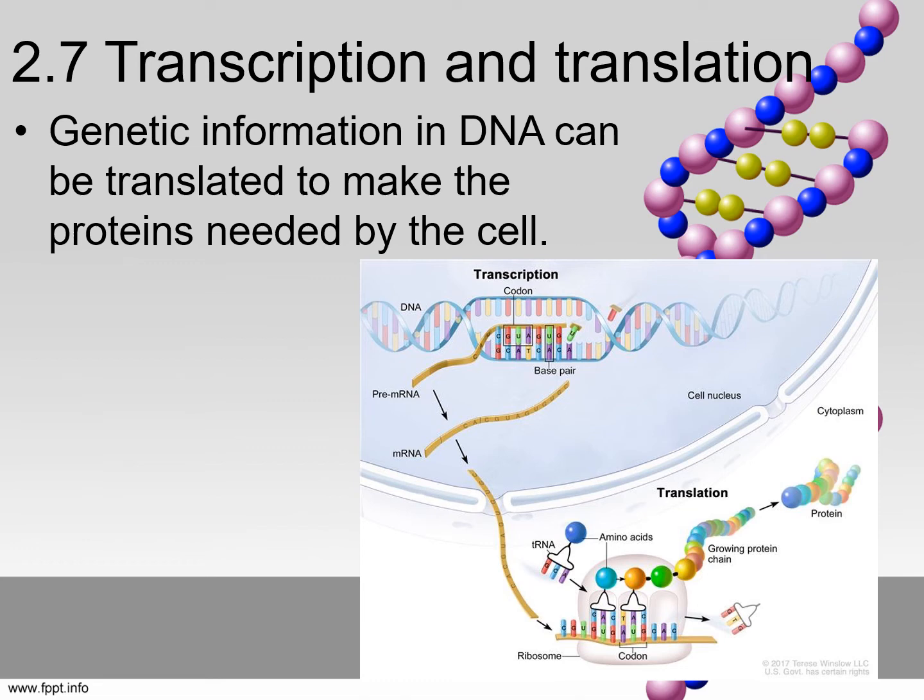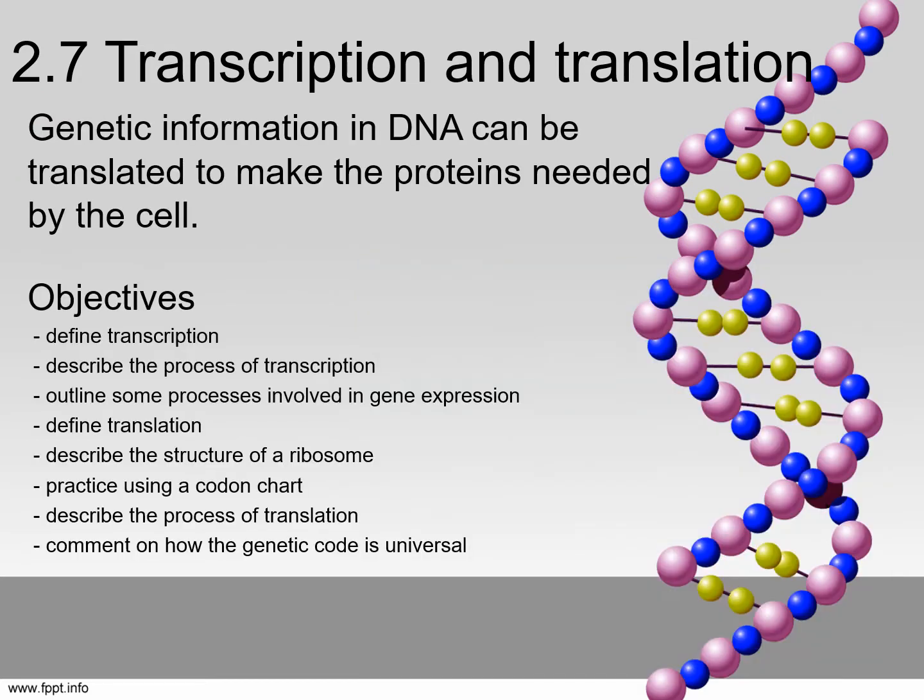Our essential understanding for today is that genetic information in DNA can be translated to make the proteins needed by the cell. Our objectives are, we are going to define transcription, we're going to describe that process of transcription, and we're going to talk about some of the ways that we can control what genes are transcribed and which are not.